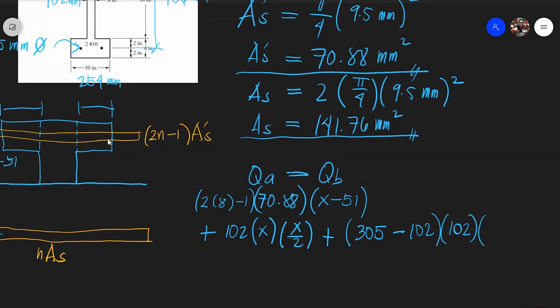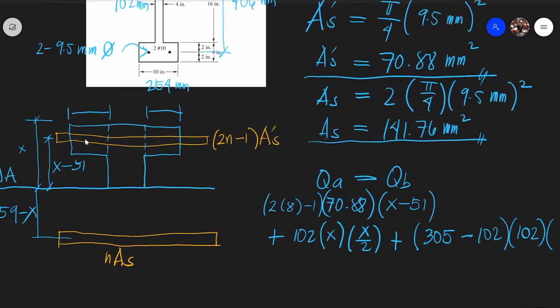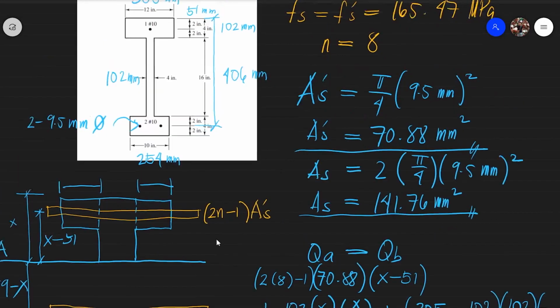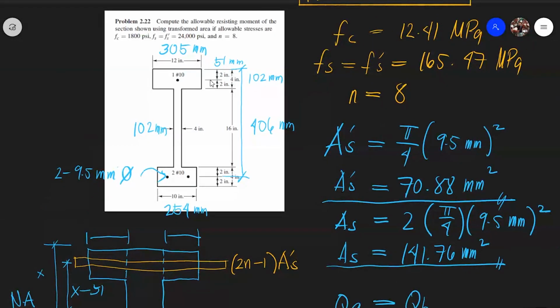Multiplied by the distance from the centroid of this area to the neutral axis. Take note the centroid of both of these areas is somewhere here, from the neutral axis, and that is x. So x minus 102 over 2, since the centroid is at the middle of 102. Did you understand? Please tell me if you are confused.